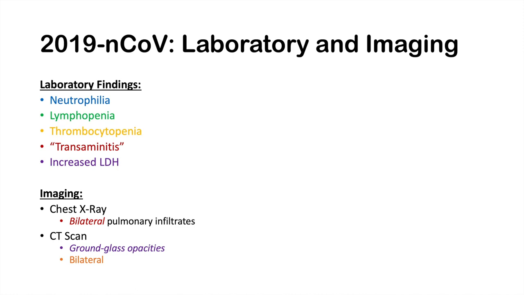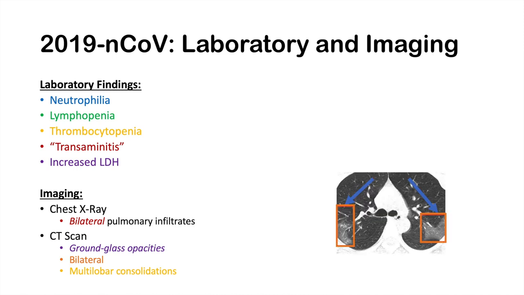We can see unilateral pulmonary infiltrates, but we can also see ground glass opacities on a CT scan. And with the CT scan, you may also see multilobar consolidations. So here is an image showing bilateral or multilobar consolidations here. So the classic finding seems to be bilateral pulmonary infiltrates on imaging with regards to this 2019 nCoV.